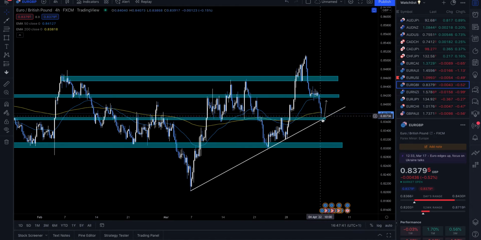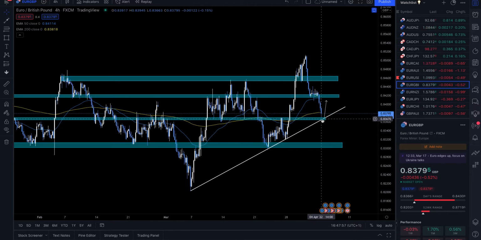So within this region here, we almost have three reasons to take a trade. The ascending trend line, this previous level of support, and we also have the 200 moving average just sat below where current price is right now.